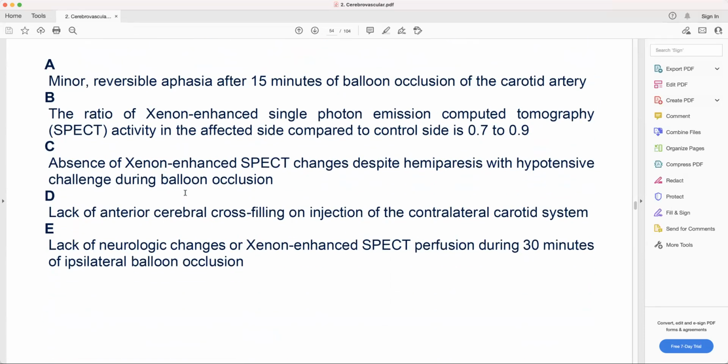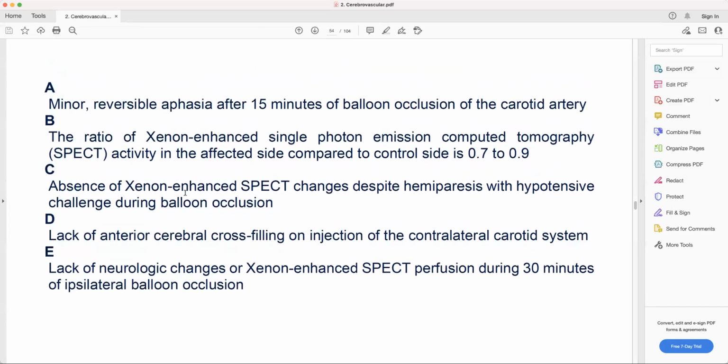Dr. Samer, can I ask something? Yes, please. Did they mean that this is a non-complete circle of Willis, or is there another thing?